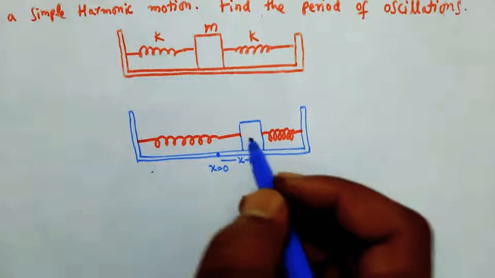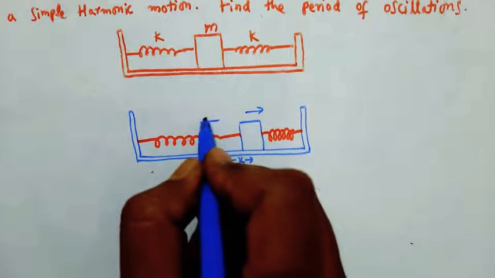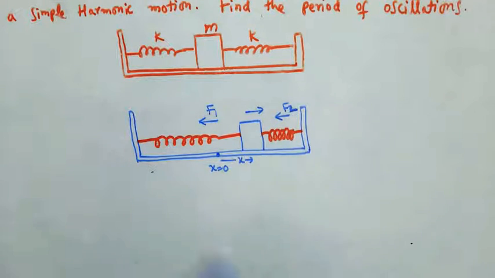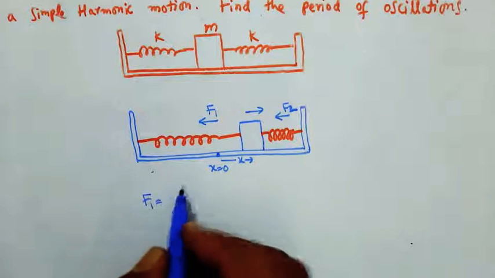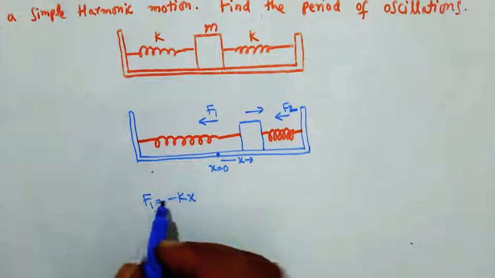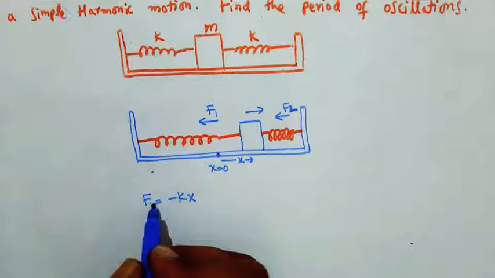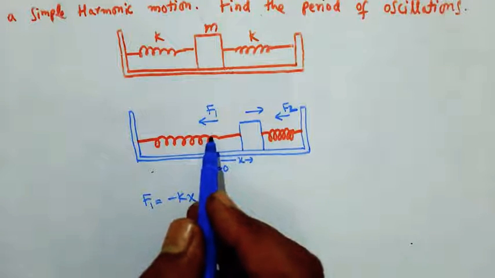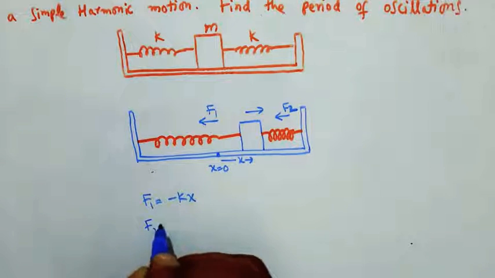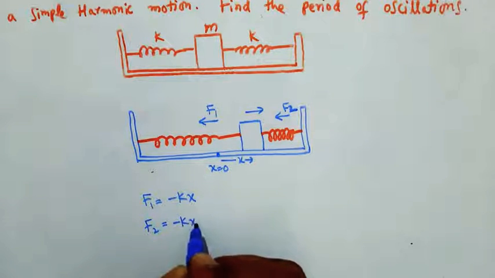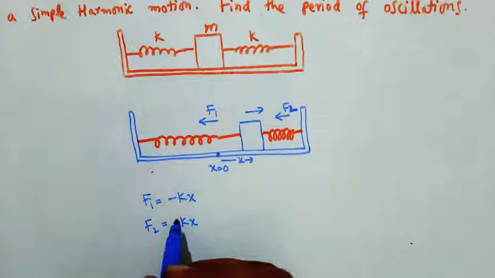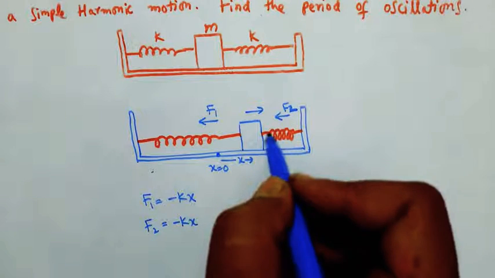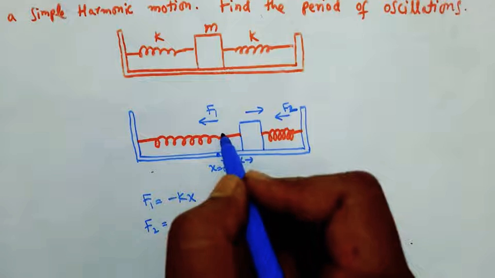The forces acting on the mass are F1 and F2. Here F1 is equal to minus Kx. This force exerted by the spring on the left side is trying to pull the mass towards the mean position. F2 is also equal to minus Kx. This force exerted by the spring on the right side is trying to push the mass towards the mean position.